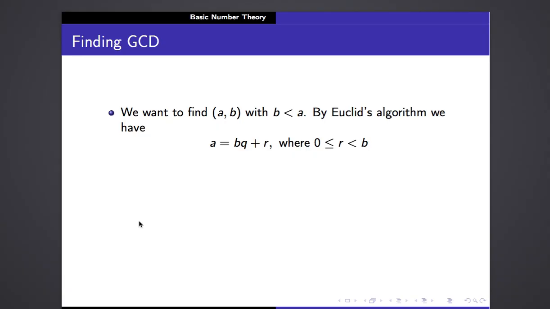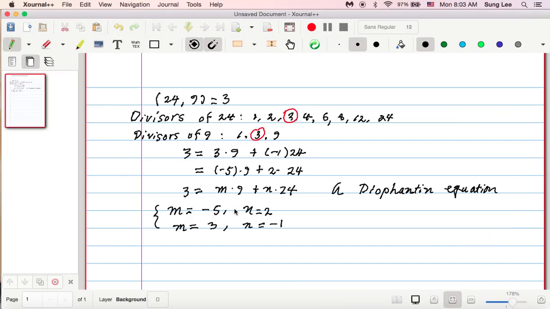Okay, we want to find the GCD of a and b, in this case with the assumption that a is greater than b. By Euclid's algorithm, we have a equals bq plus r, where r is greater than or equal to 0 and less than b. So I'm going to go to my notepad.